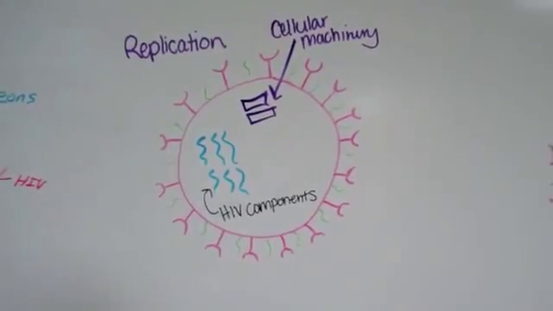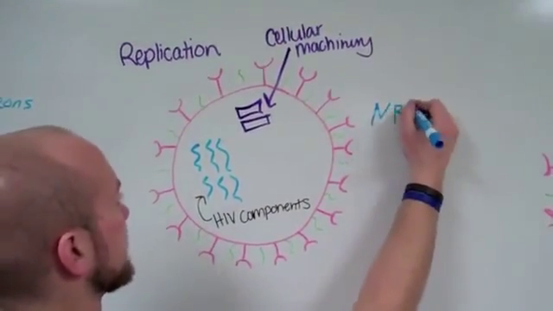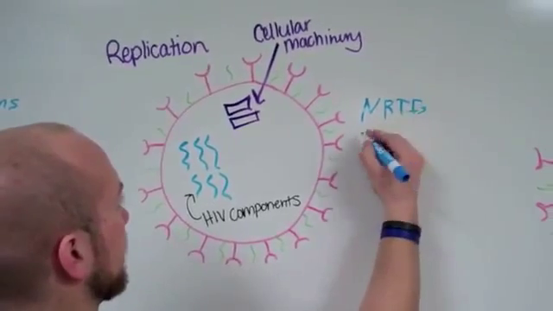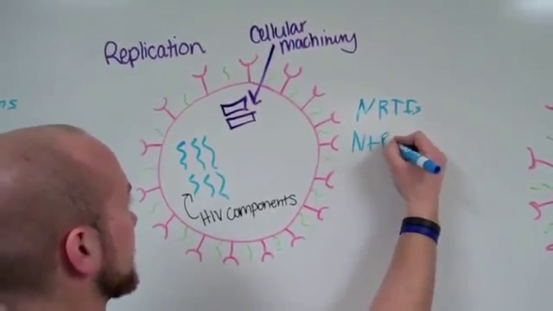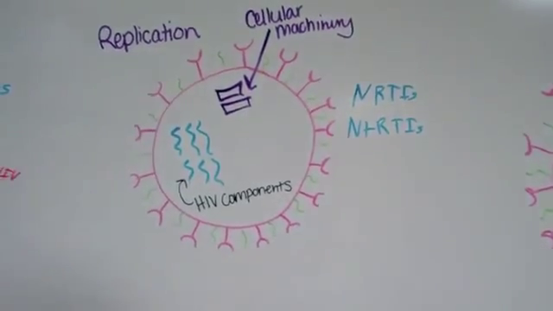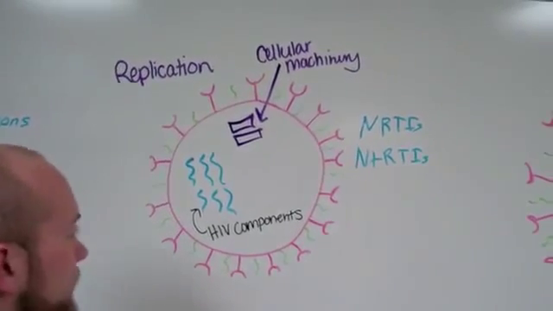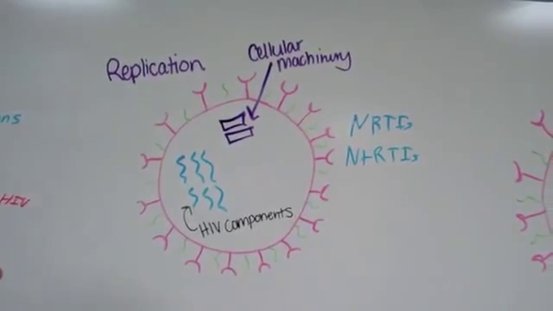The types of drugs that do this are called NRTIs and NTRTIs. Once again, it's not about the big names here. This is purely an educational video to show you how we can stop HIV. How do these drugs work, though?